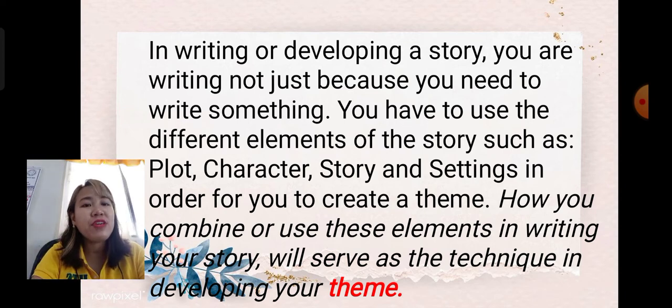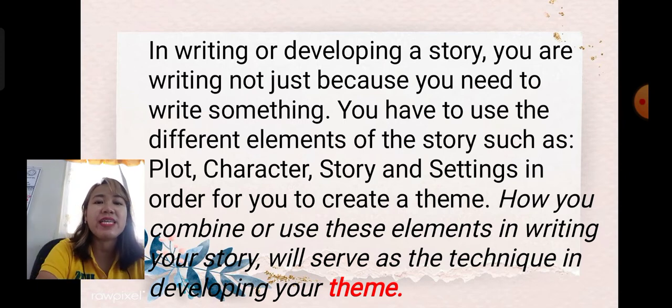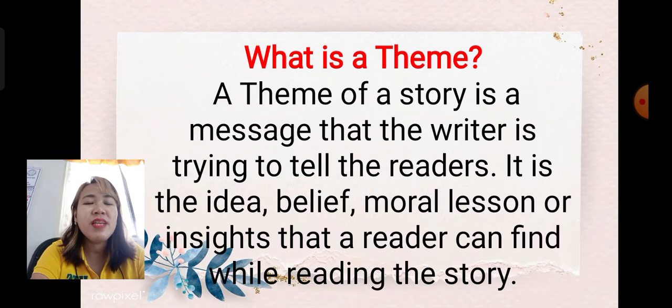So you have to use the different elements of the story, okay? So, such as plot, character, story, and setting in order for you to create a theme. Okay, how you combine or use these elements in writing your story will serve as the technique in developing your theme. So once you read the story or natapos mo yung isang storya, you will determine what is the theme of the story based dun sa pagkakabasa mo. Okay? So here we go.